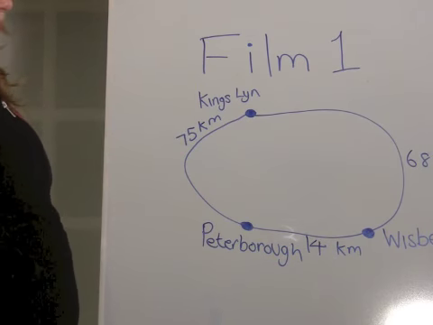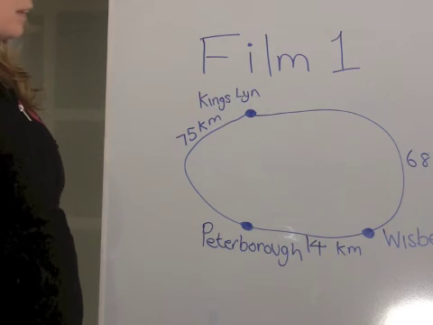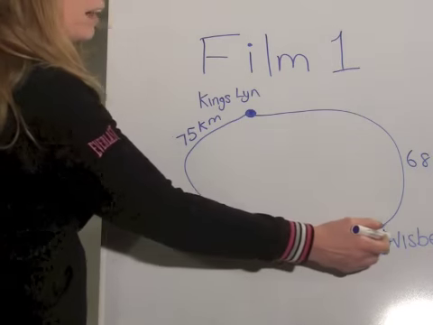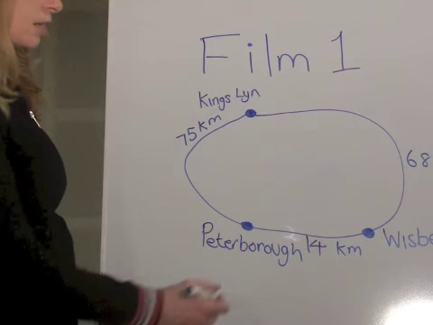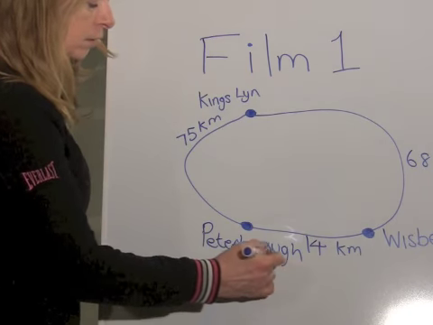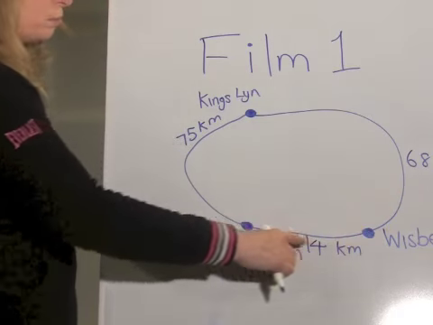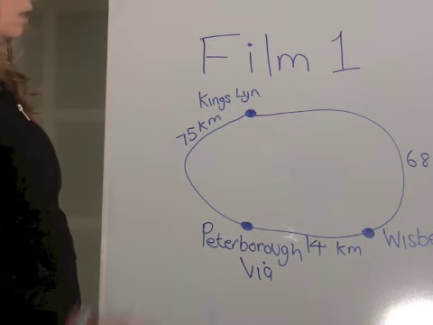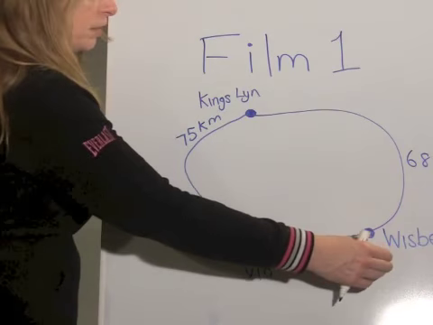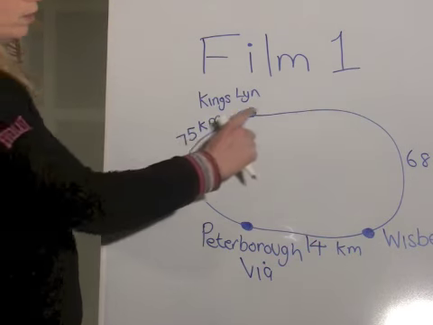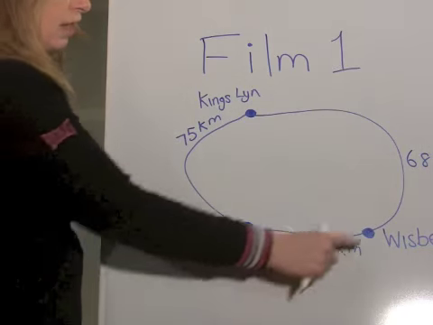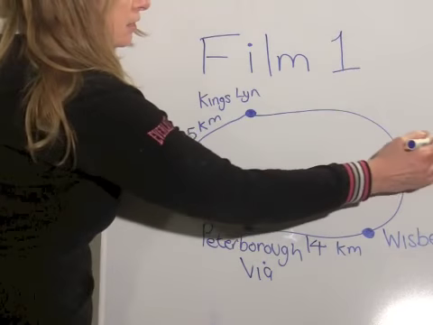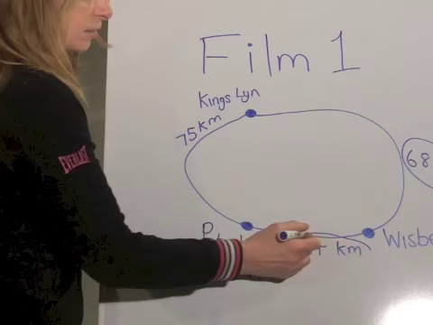So you could get a question such as, how far is it from Kings Lynn to Peterborough, if I travel via Wisbech? Now if the question says via, that means I will have to pass through Wisbech to get to Peterborough, because otherwise it would just be 75 kilometres. So if I go from Kings Lynn via Wisbech to Peterborough, I will go 68 kilometres to Wisbech and then 14 to Peterborough. So again, we're going to add this distance and this distance.